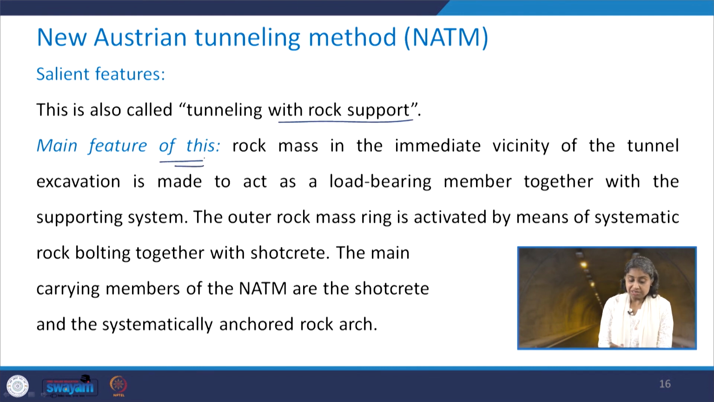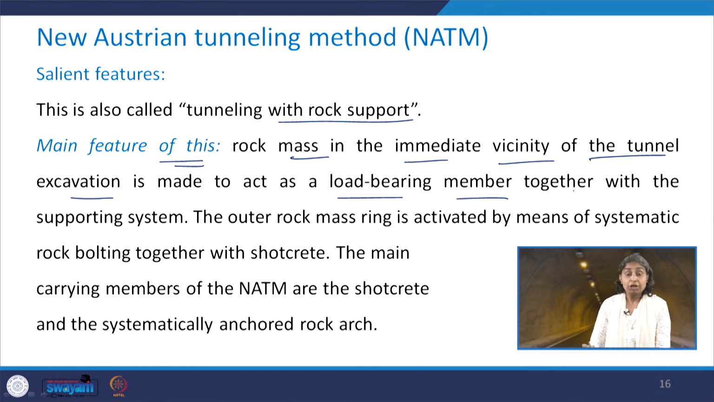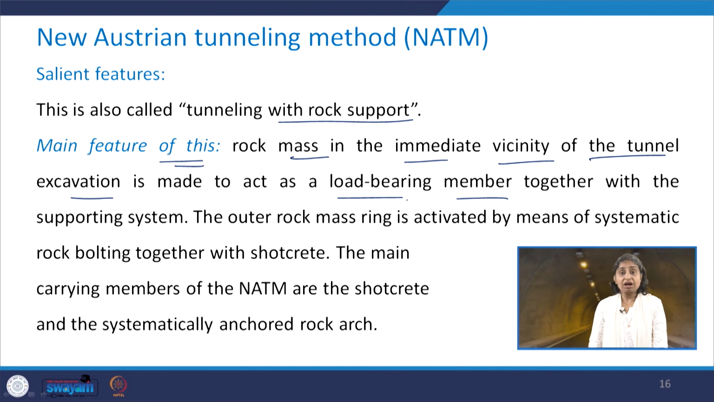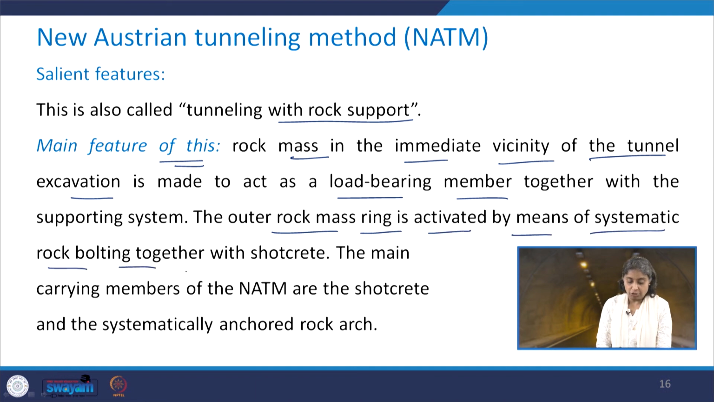The main feature of this is that the rock mass in the immediate vicinity of the tunnel excavation is made to act as the load bearing member together with the supporting system. So, as I showed you, this is the loosened mass. So, not only the support system, but this mass will also help as the load bearing member. The outer rock mass ring is activated by means of the systematic rock bolt together with the shotcrete. I already explained this. The main carrying members of the NATM are the shotcrete and the systematically anchored rock arch.